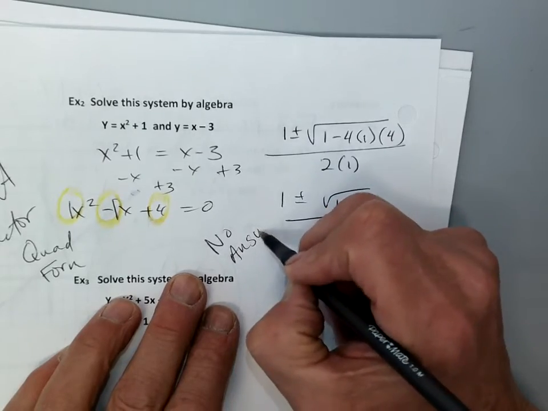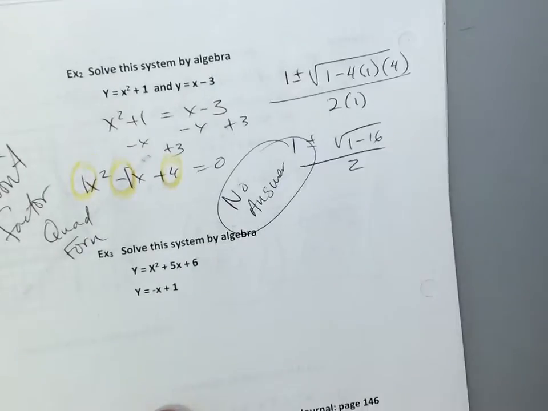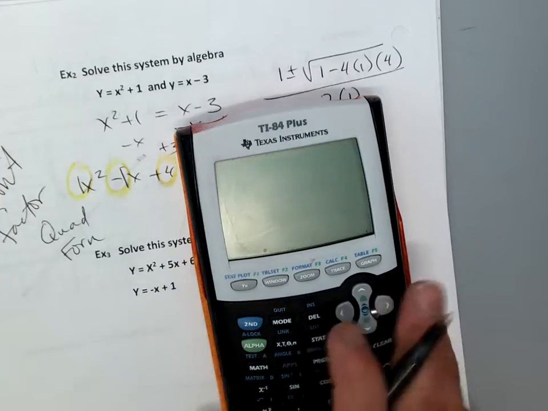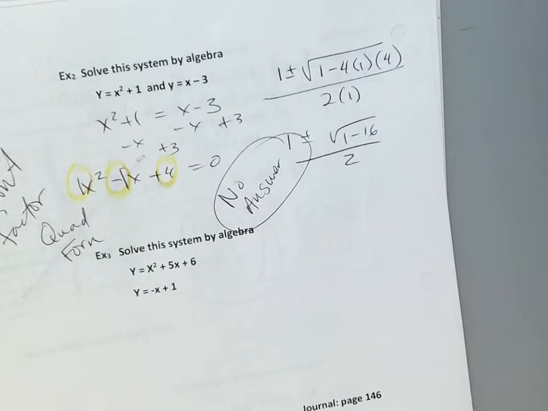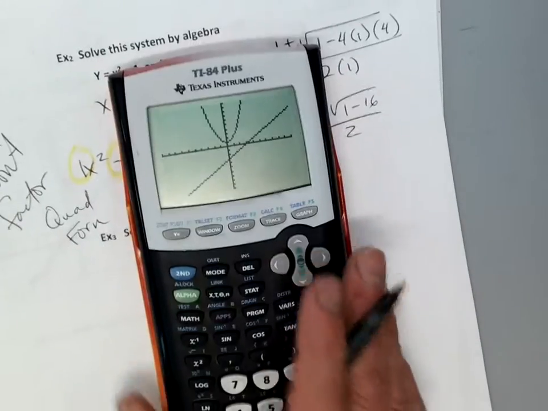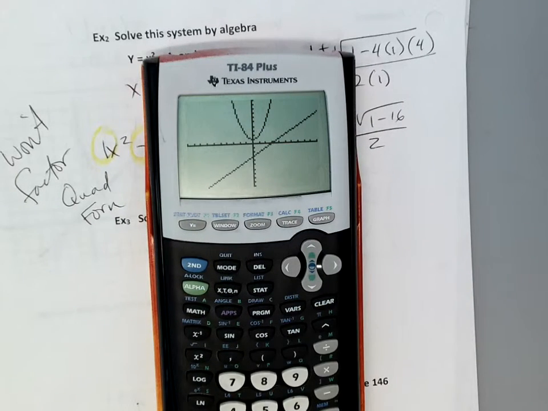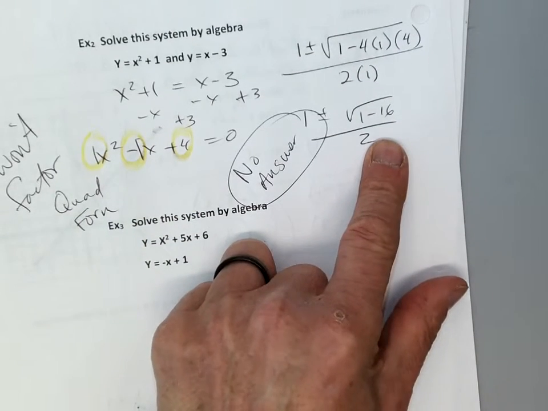That's what happens on the calculator. So let's check it. Let's see what's going on. If there's no answer, thank you, Isaac. Isaac already put it in, and it looks like this. It's kind of cool because you can see it. They don't intersect, do they? No. And mathematically it proves they don't intersect, right?